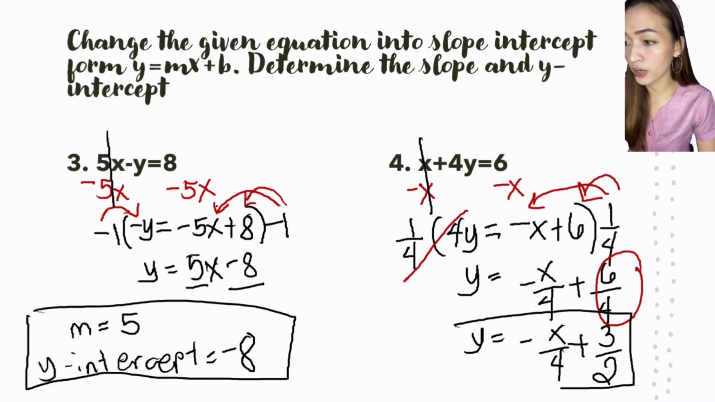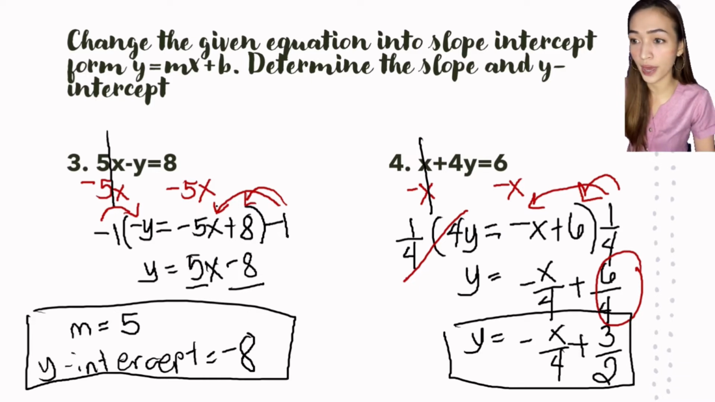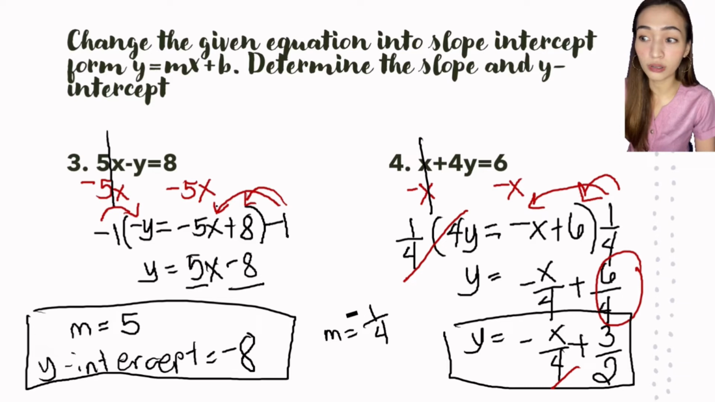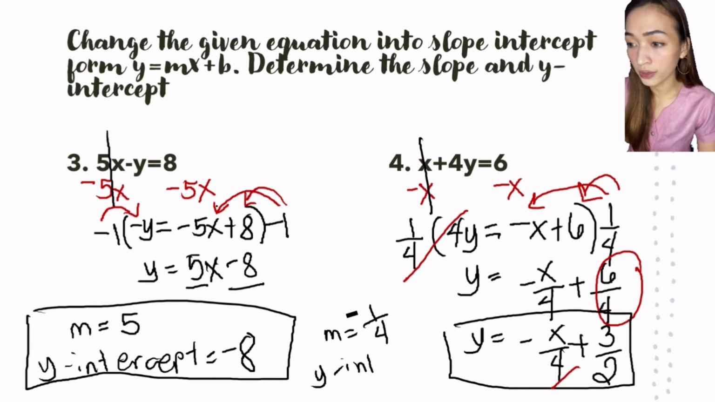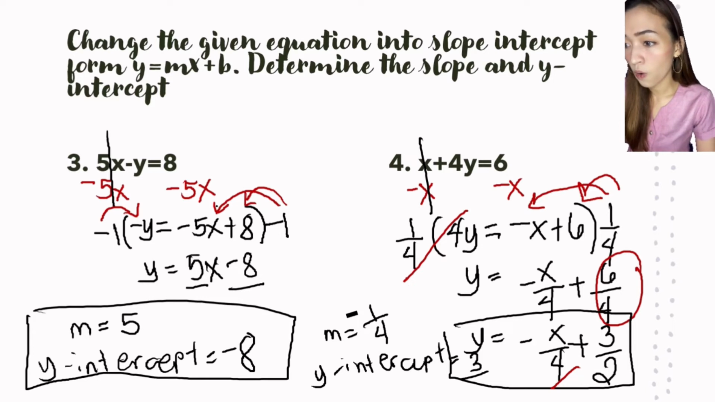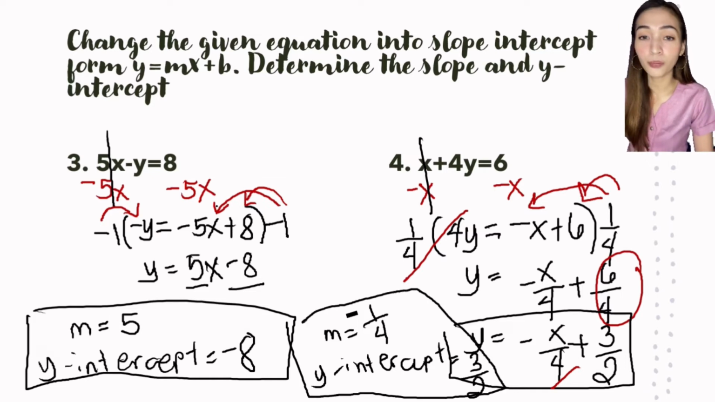So now this is our equation in the form of y equals mx plus b. But what is our m here? Since this is our slope, okay, negative x over 4, so our slope is negative 1/4. We don't need to write x, okay? Instead of x, we write 1 here in our numerator. Okay, next, our y-intercept is 3 over 2. Okay, so that is our answer in number 4.